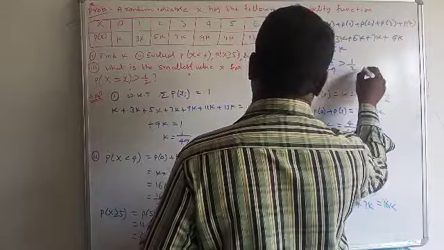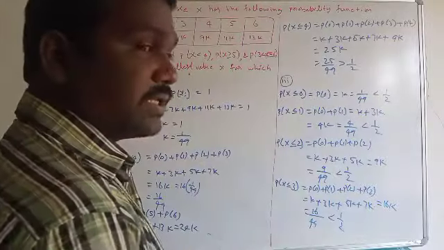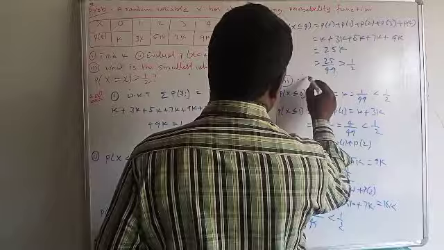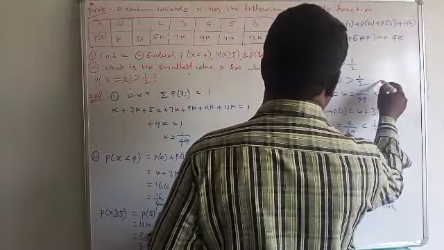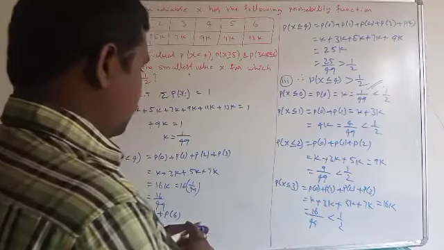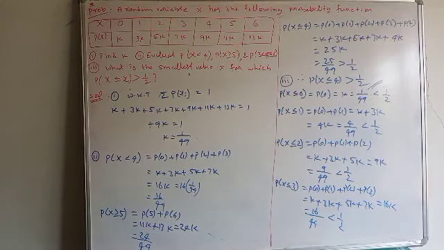Clearly, 25 by 49 is greater than 1. Therefore, the probability of capital X less than or equal to 4 is greater than 1 by 2. That's all. This model is most important.